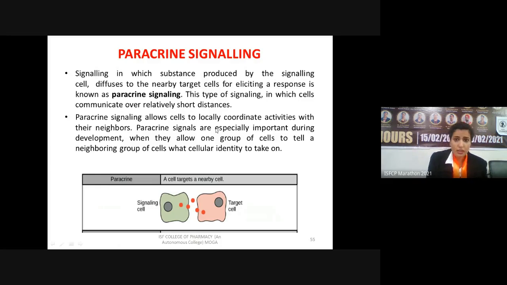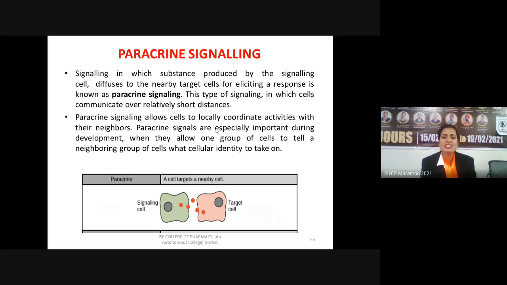What are the functions of paracrine signaling? It allows the cells to locally communicate or to locally coordinate their activities with the neighboring cells or with the adjacent cells. Paracrine signals are especially important during development, when they allow one group of cells to tell a neighboring group of cells what cellular identity to take on.